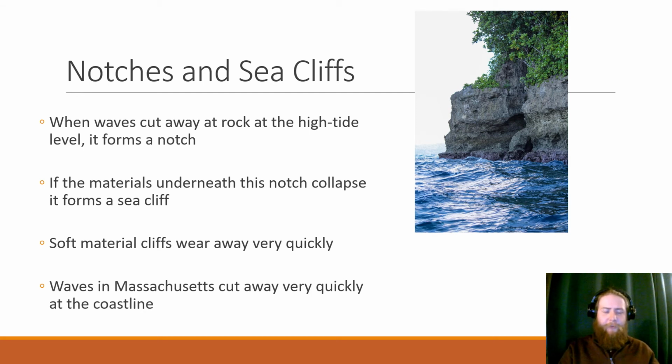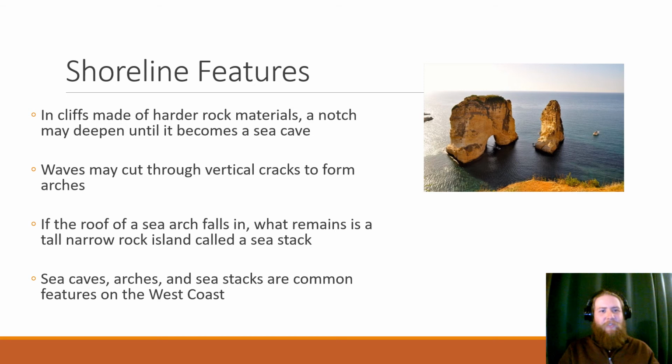Some erosional features we'll talk about are notches and sea cliffs. When waves cut away at a rock at the high tide line, it forms a notch. If the materials underneath this notch can no longer support the stuff on top of it, it will collapse, forming a sea cliff. In areas that have soft materials, this happens very quickly. So waves in an area like Massachusetts, which has very soft rocks, will cut away very quickly. There is a lot of limestone in this area, as it once was an underground seabed.